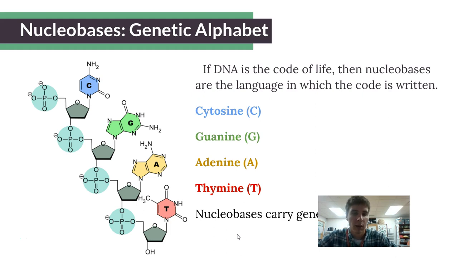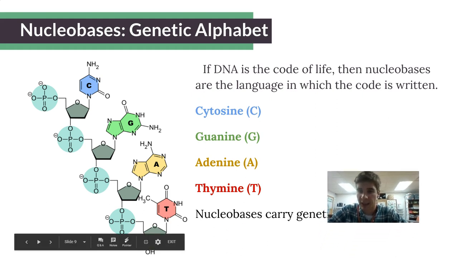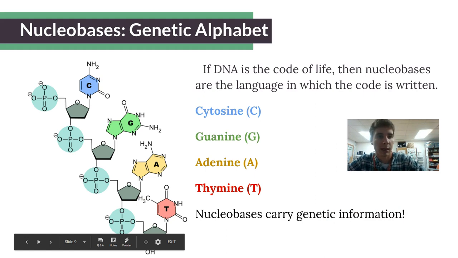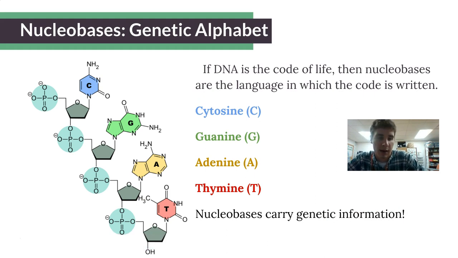Okay, so we have learned that DNA is a polymer of nucleotides. We've learned that nucleotides have a phosphate group, a sugar group, and then a base. And these bases, it turns out, are the most important part of DNA. It's the most important part of the nucleotide because this is what contains that genetic information that makes us, us. If DNA is the code of life, then the nucleobases are the language that this code is written in.